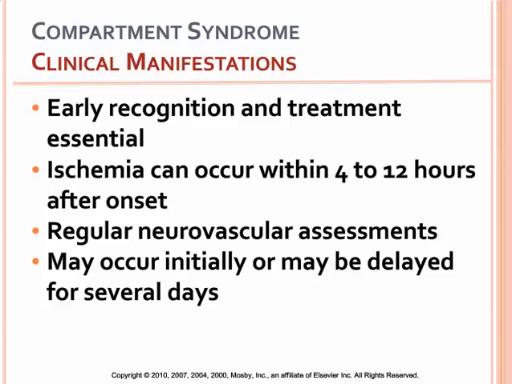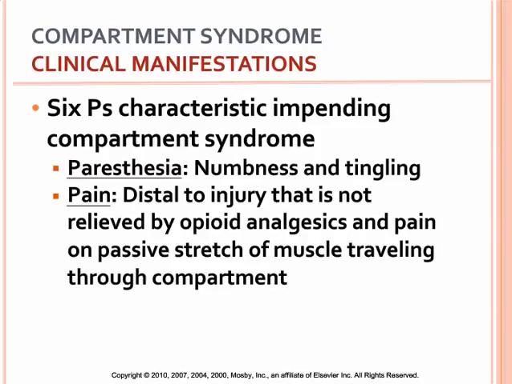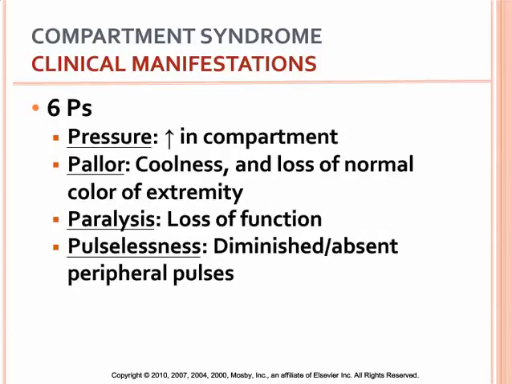Early recognition of compartment syndromes is important. Ischemia can occur within 4 to 12 hours after the onset of compartment syndrome. Regular neurovascular assessments are essential, and it may occur initially or it can be delayed for several days. There are 6 P's characteristic of impending compartment syndrome: paresthesia, pain, pressure, pallor, paralysis, and pulselessness.